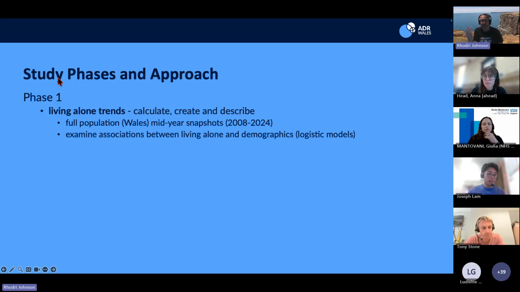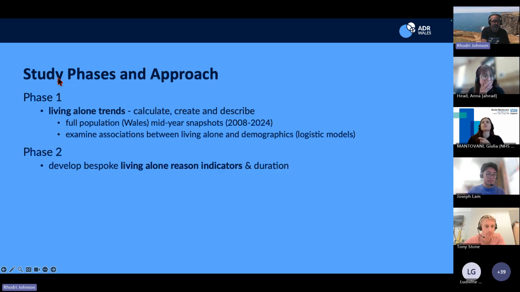Whilst this is just descriptive, to me these are the kinds of things that are actually useful for policymakers: how many people are living alone? Is it going up? Is it going down? We've also done work on household composition, and you can apply the same kind of thing. Is a three-family type of household increasing, decreasing? These have impacts across lots of different aspects of society. And then after creating the snapshot data, we examine the social associations between living alone and the demographics using logistic models.